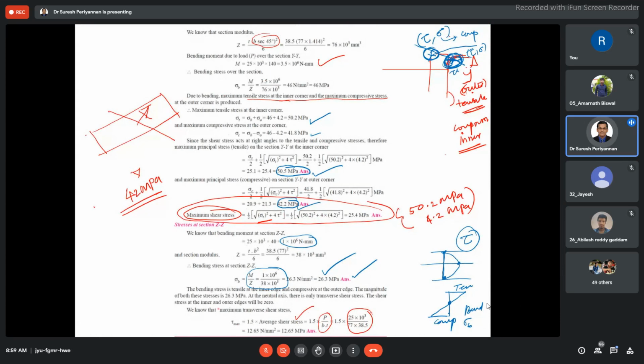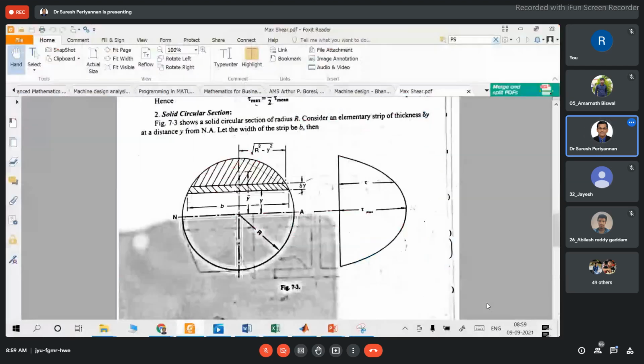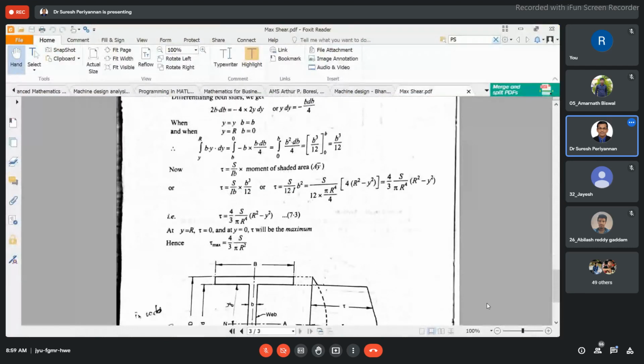I have attached the rectangular section, square and circular cross sections. If the clamp has a circular cross section, the tau is different. Tau max is going to be different. What is tau max in a circular cross section? Tau max in a circular cross section is 4 by 3 into pi r squared.